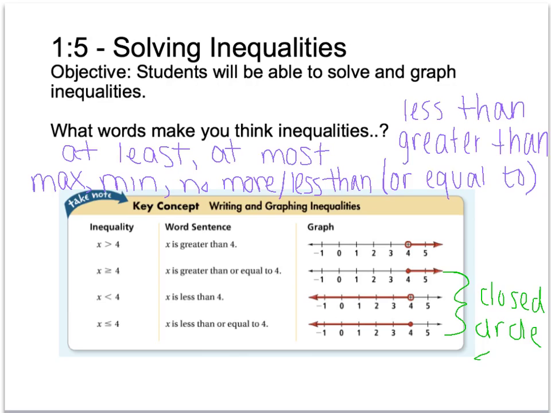if it is less than or equal to, or greater than or equal to, because that or equal to part is saying, hey, it can be this number or anything above it, or it can be this number and anything below it. But you'll notice that whenever you have just less than or greater than, then it is an open circle. Because those values are not included in your inequality. You start there, and then you either go above or below that number.